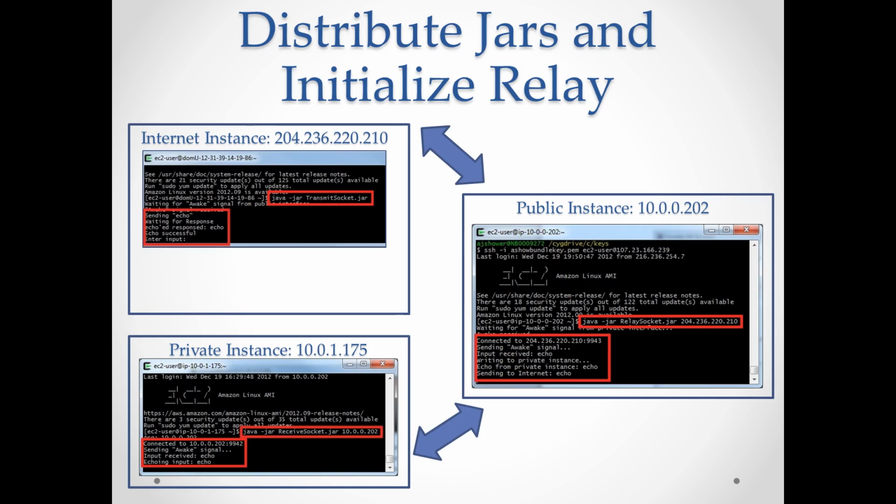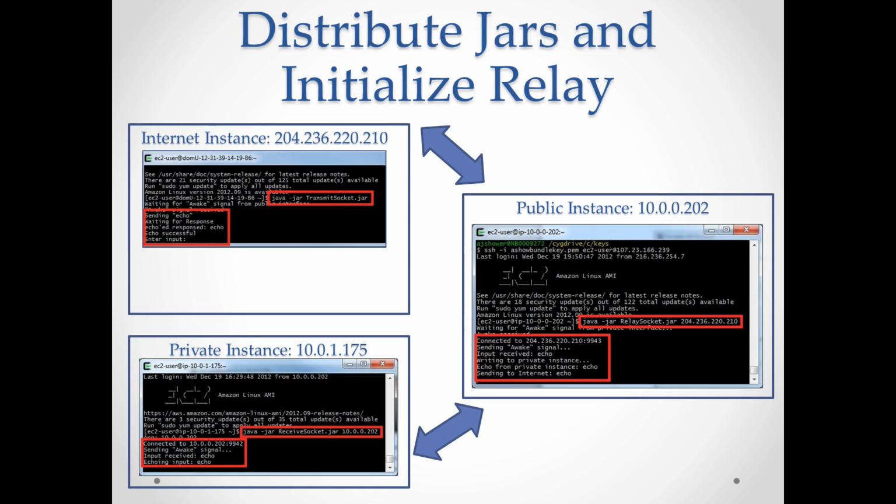I tried running my application with my local computer being the internet instance, but due to firewalls or NATting, I was never able to get the public instance to connect to my local instance on port 9943. So I ended up using the EC2 console in order to deploy a third instance into the internet, so it's not within my VPC. It has an IP address of 204.236.220.210, which is not within the VPC subnet of 10.0.0.0/16.